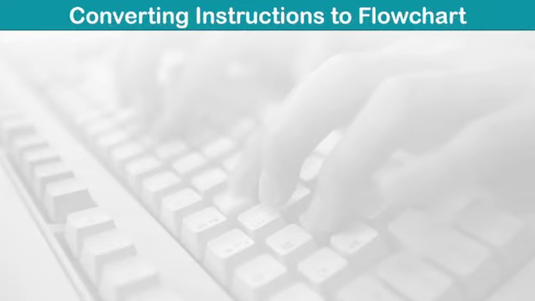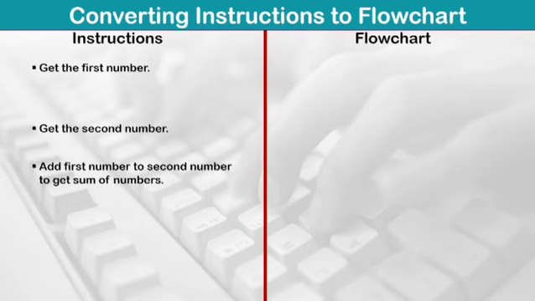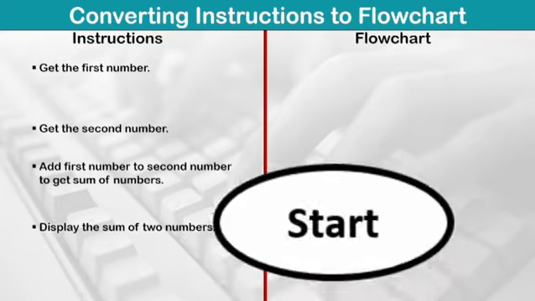We are now ready to convert a sequence of instructions into a flowchart. Let us start by listing our sequence of instructions to find the sum of two numbers. Get the first number, get the second number, add the first number to the second number to get the sum of the numbers. Finally, display the sum of the two numbers. Let us now build our flowchart. Obviously, the first symbol will be the start symbol.